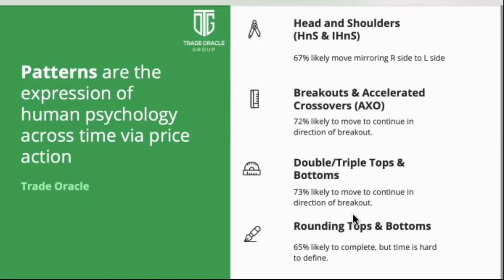Breakouts and accelerated crossovers, when you have an 8 and a 21, or whatever you use, 11 and a 30, a 20 and a 50, EMA crossover, exponential moving averages, simple moving averages. When those moving averages cross and there's a big move, what is a big move? Typically it's 1.5 to 2 times the size. So a bar that's a 5-minute bar, it means that bar is 1.5 to 2 times the size of the average 3 bars before it.